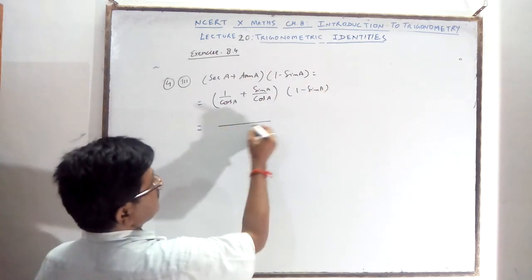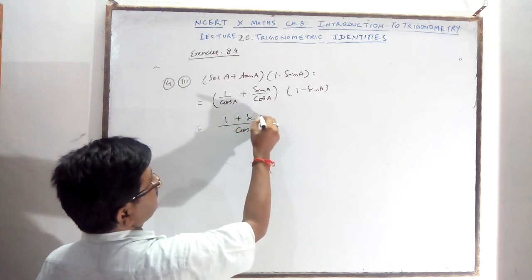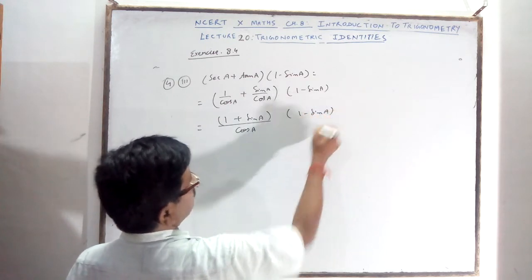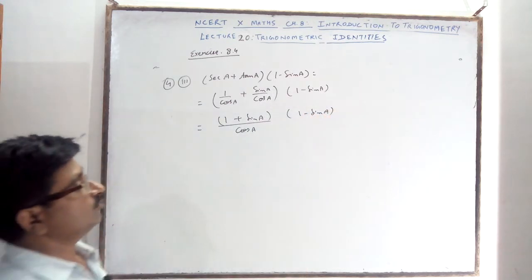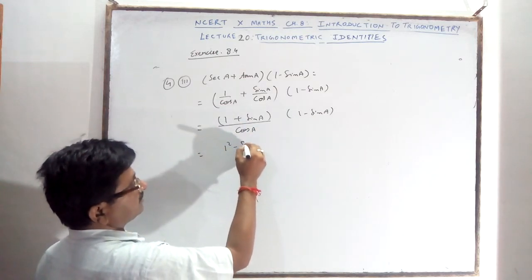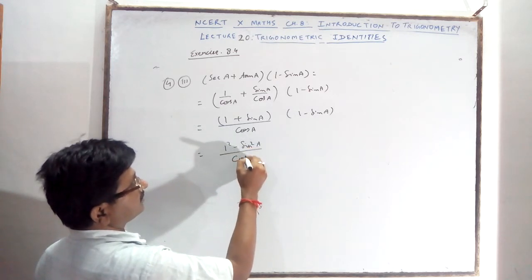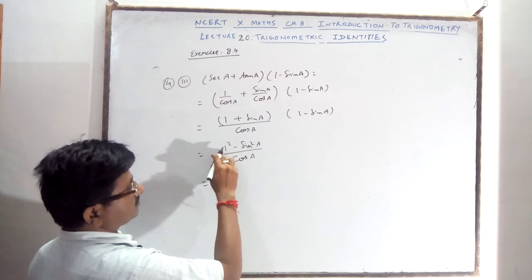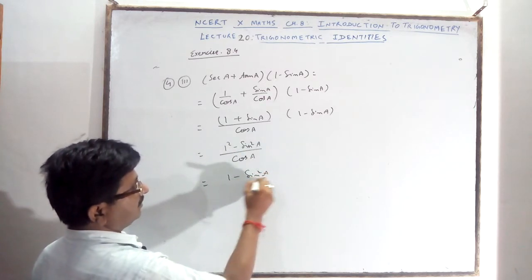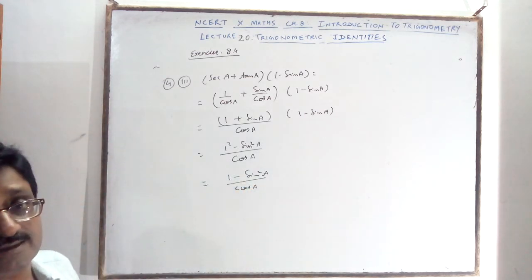Now take the LCM, cos A. (1 plus sin A) upon cos A, times (1 minus sin A). You see, numerator multiplies by numerator. What will you get? (A plus B)(A minus B) is A square minus B square, upon cos A. 1 square minus sin square A, that is, 1 minus sin square A upon cos A. Denominator has no square. Now what will you do?